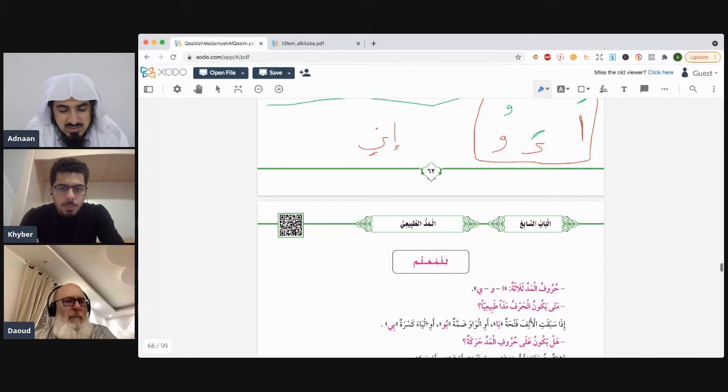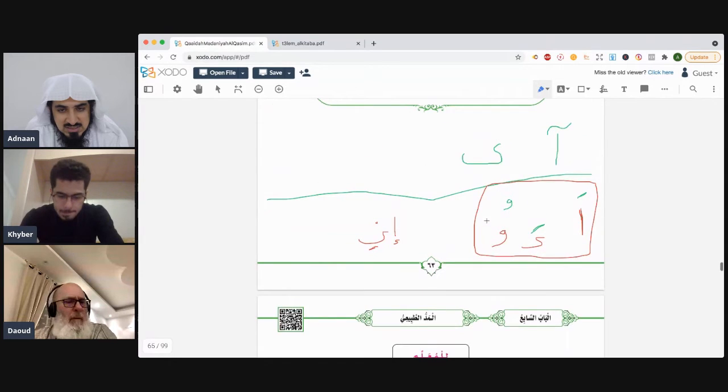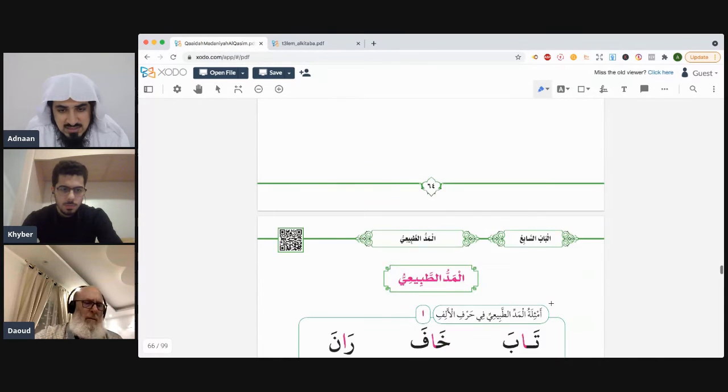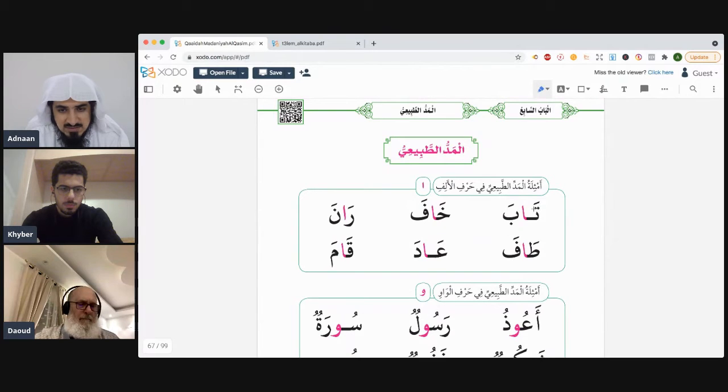Hopefully it sticks. Then we went on to Al-Madd al-Tabi'i yesterday. And we said that there's a relationship between Alif and Fatha, the Ya and Kasra, and Waaw and Dhamma. So if you pull, you make a sound. Your Alif is in that sound. Ya is in that sound. Waaw is in that sound. We said that if you get an Alif and before it is a Fatha, then you pull the previous letter just a little bit. So instead of taba, you say taba, khafa, rana.